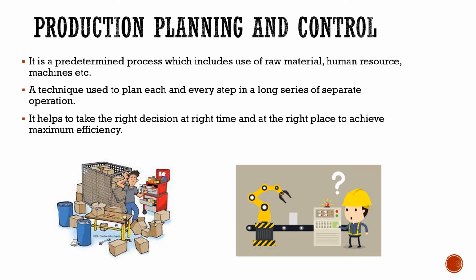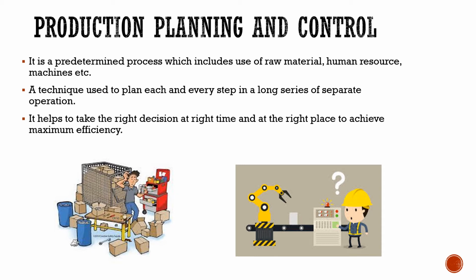We have seen production planning and production control. Now, what is production planning and control? PPC. It is a predetermined process which includes use of raw materials, human resource, and machines, and it is a technique used to plan each and every step in a long series of separate operations.